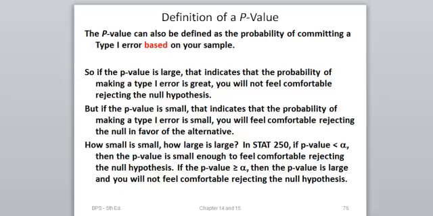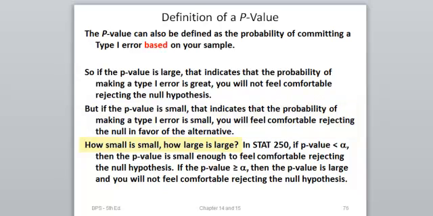Another way to look at the p-value, the p-value can also be defined as the probability of committing a type 1 error based on your sample. So if the p-value is large, that indicates that the probability of making a type 1 error is great. If that's true, you won't feel comfortable rejecting the null hypothesis. But if the p-value is small, that indicates that the probability of making a type 1 error based on the sample that you took is very small. And if it's very, very small, then you'll feel comfortable rejecting the null hypothesis. You'll feel like you have proper evidence to support the claim that the alternative is true.